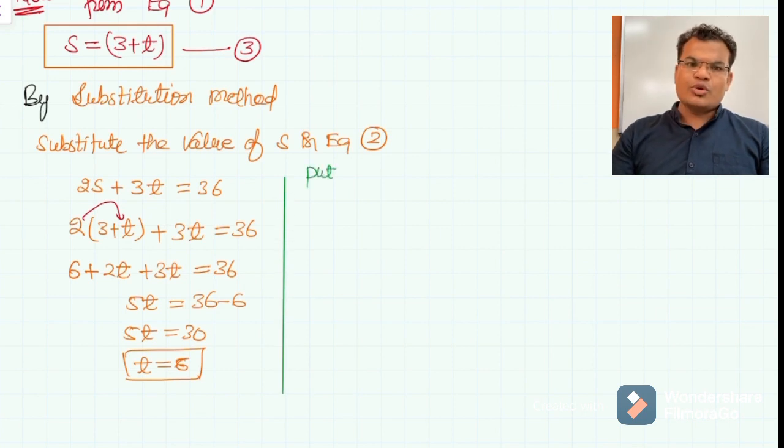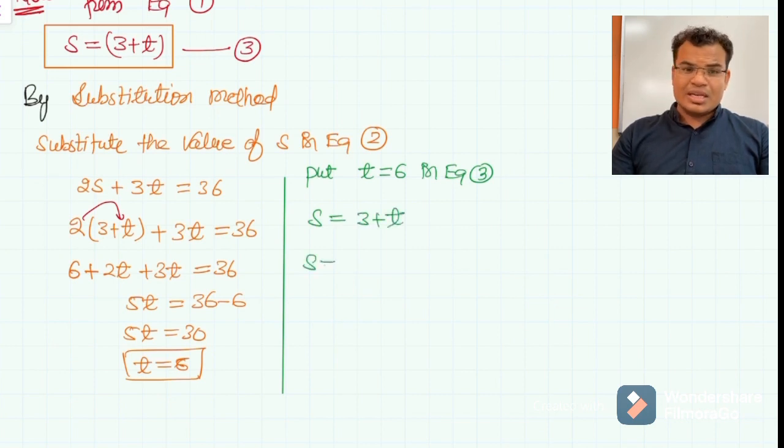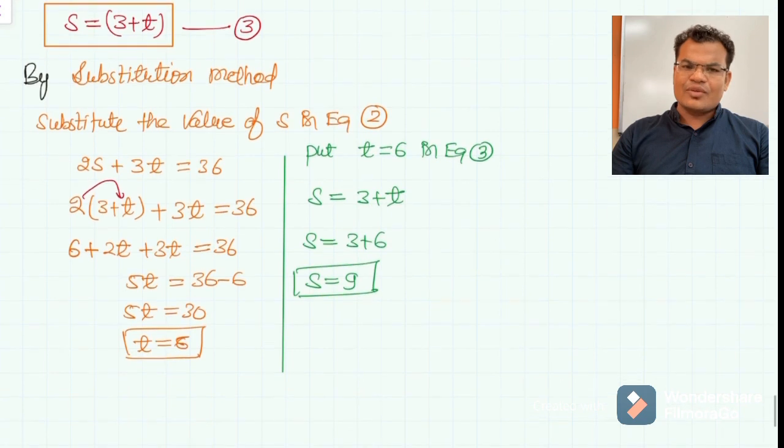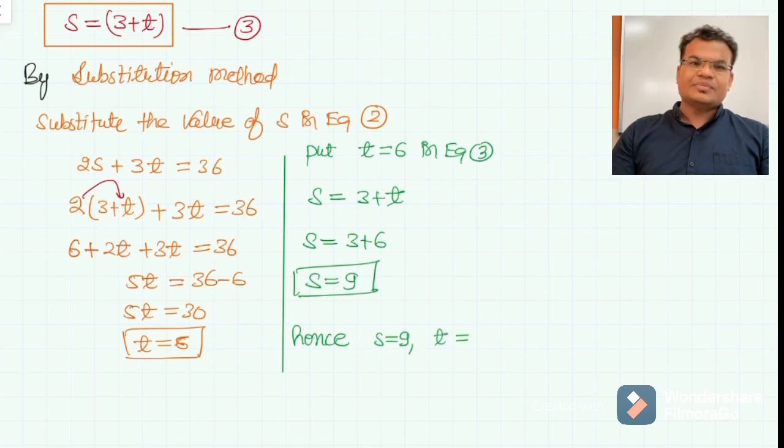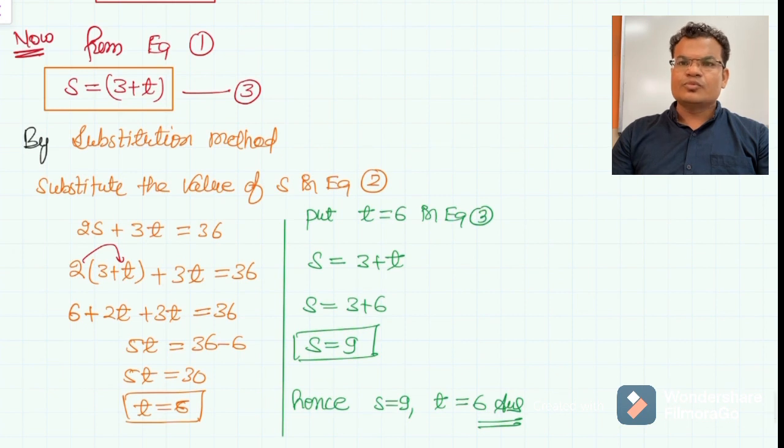You will put this value t equals to 6 in equation number 3. So equation number 3 you have to write once and then put the value. S equal to 3 plus t. What is your t? T is 6. So 3 plus 6, that is 9. So guys, in this way you are getting the second variable s equals to 9. Hence the s and t will be here 9 and 6. This is the answer of the second part, question number 1 of the exercise 3.3.